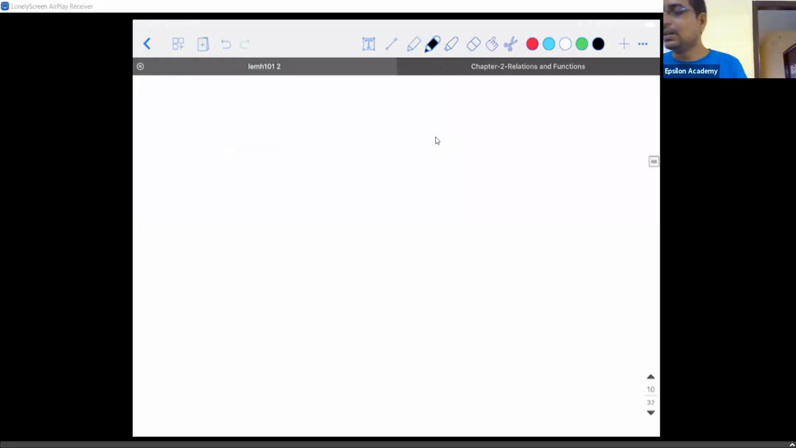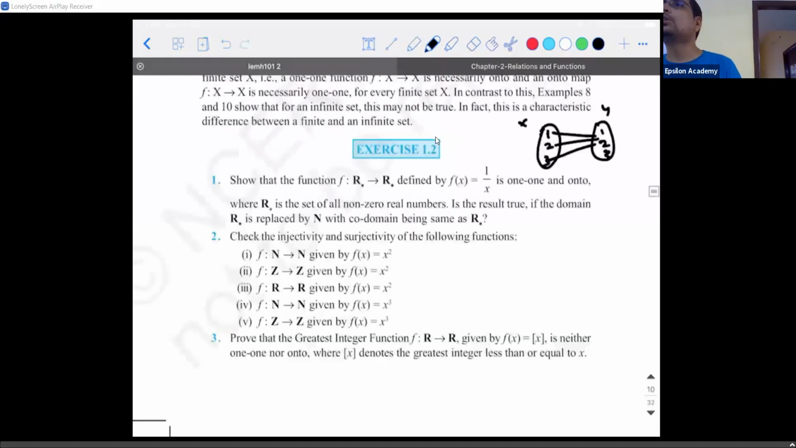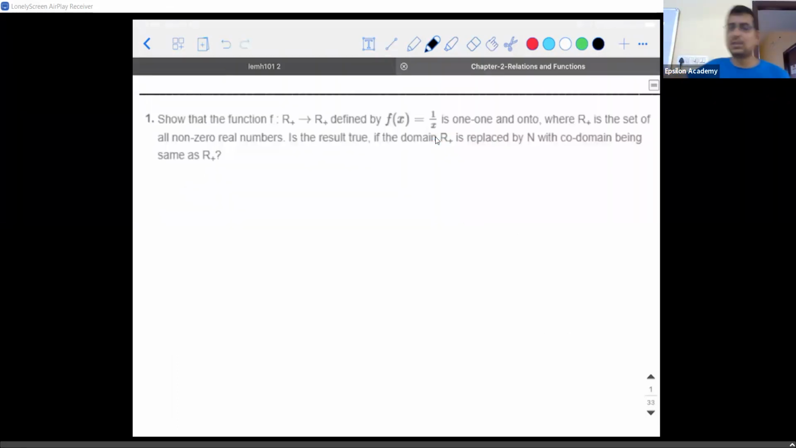In the textbook, they have given R star is the set of all non-zero real numbers. Sometimes, when they are negative numbers, they will mention it. That is the reason why they took star, but here I took it from some other book, some other source. That is why it is given as R plus to R plus.